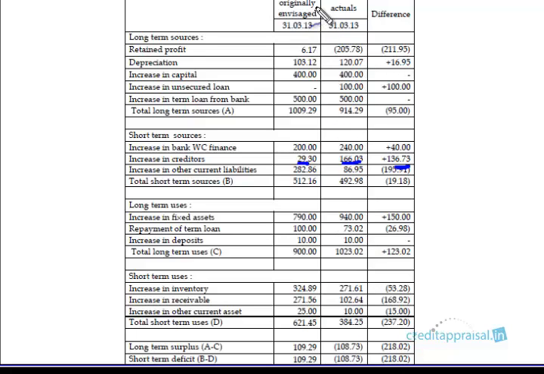There is a long-term deficit. For this year there is a long-term deficit of 108.73. That was bridged by the short-term surplus. So how did the company get the short-term surplus? One of the components was increasing creditors. Originally it thought it was only 29 lakhs, whereas it was 166 lakhs.